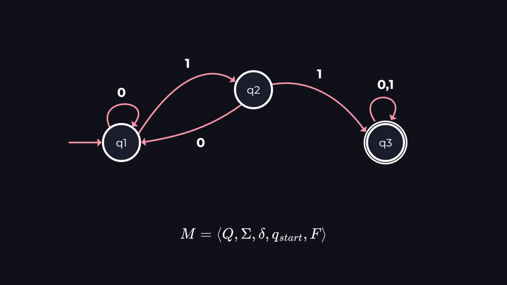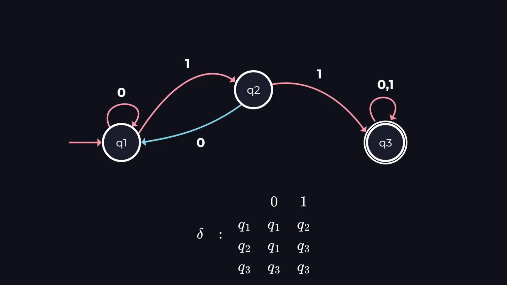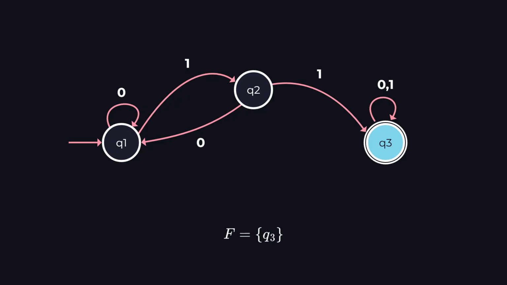Well, it has three states, represented in the state diagram as Q1, Q2, and Q3. The arrow coming from nowhere shows that Q1 is the start state. Every state has two outgoing arrows to other states that are labeled with ones and zeros. And the double circle around Q3 means that it's an accept state. Since this machine only works on binary input, we say its alphabet is the set 0 and 1.